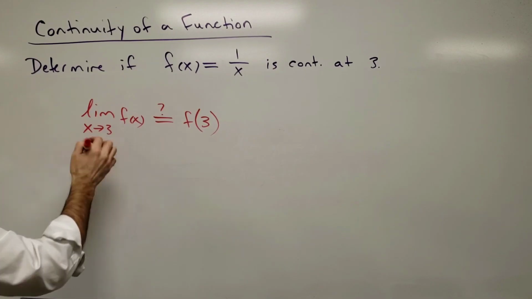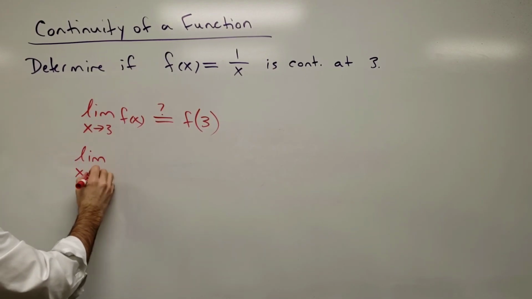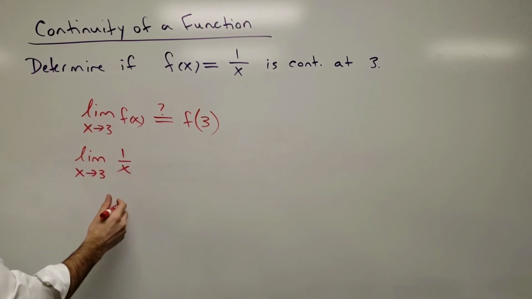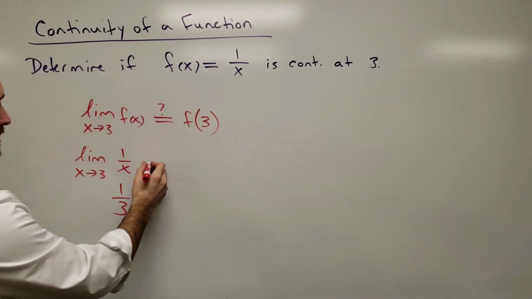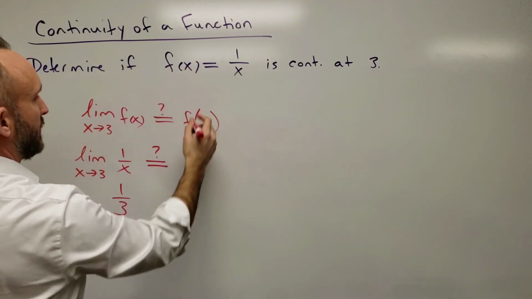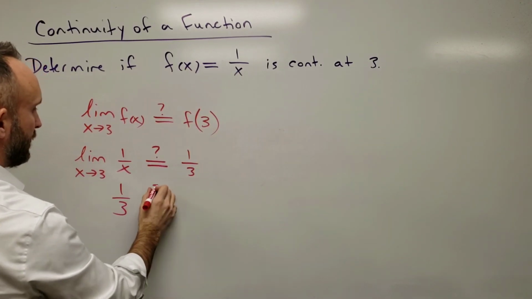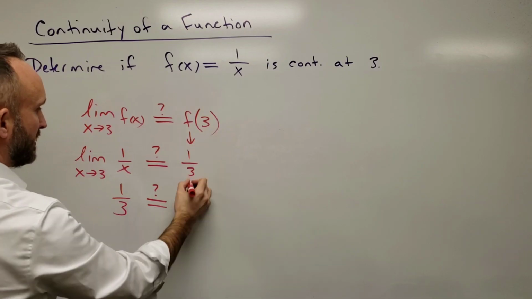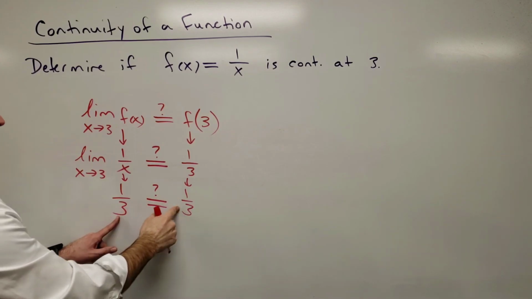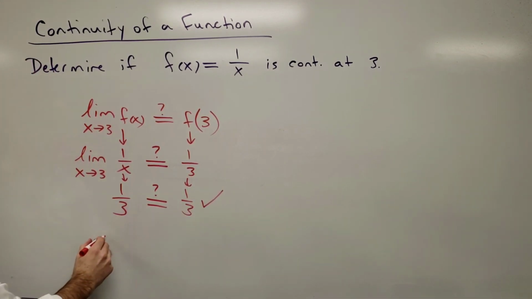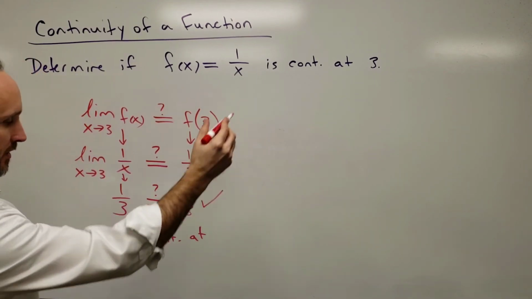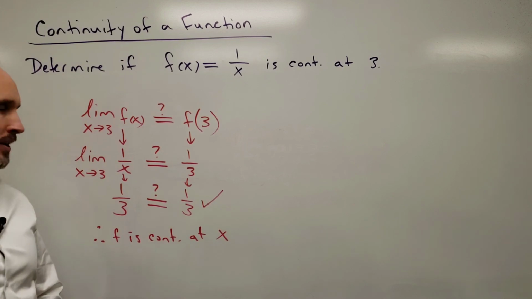So the limit as x goes to 3 of f of x, well, that's the limit as x goes to 3 of 1 over x, which we can evaluate by direct substitution, so that's just 1/3. We want to know, does that equal f of 3? Well, f of 3 means plug 3 in for x, and we get 1/3. So all I'm doing is working down on each side of these. And we can see that 1/3 does equal 1/3. Therefore, f is continuous at 3.